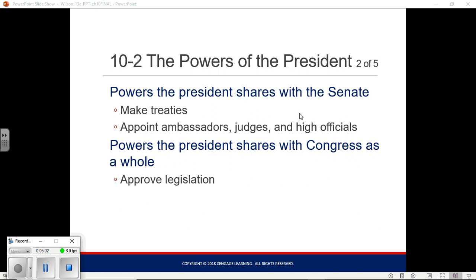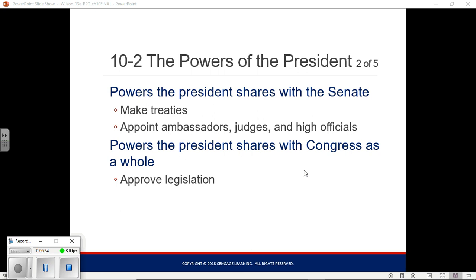And something we might be a little more familiar with, the appointment of ambassadors, judges. We should all be very familiar with that Supreme Court judge process from the last couple years, other high officials. So the Senate has that confirmation process on all presidential nominees for these high offices, and they share the treaty. And then what he shares with all of Congress, approving and creating legislation for the United States of America.